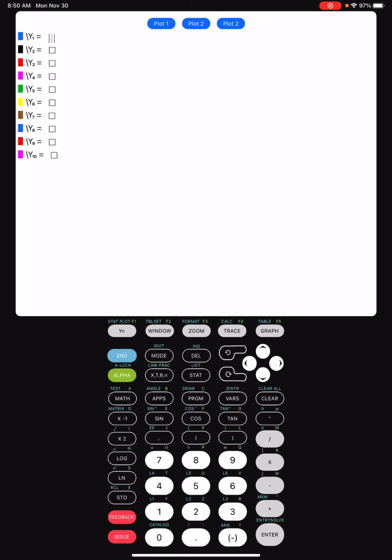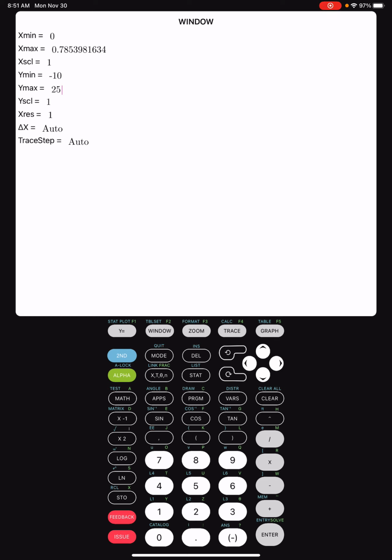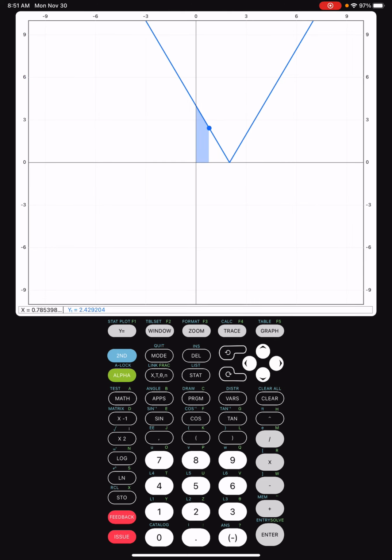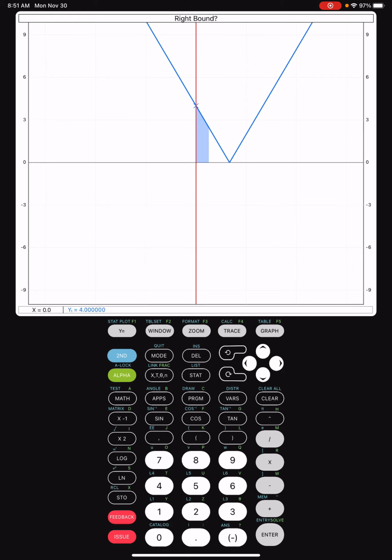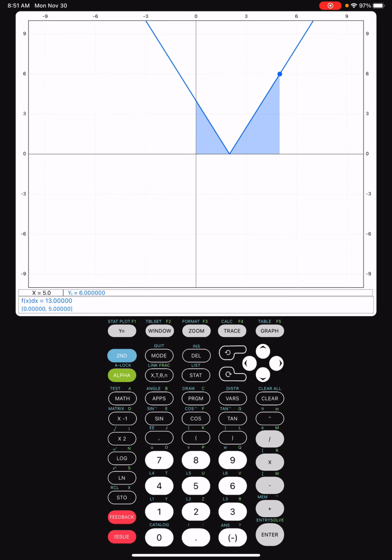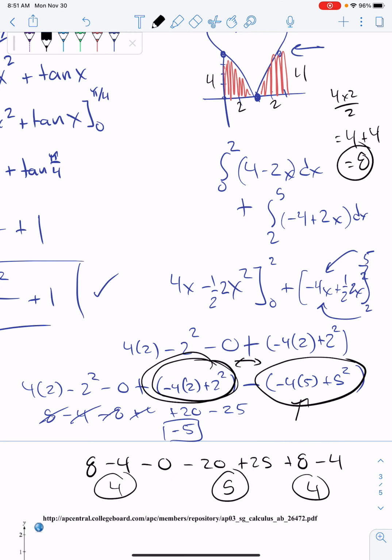Math, absolute value of 4 minus 2x. And when I graph it, let's do zoom, standard. Let's calculate our integral. And we're going from what? 0 to 5, yeah? Oh, maybe that's why. That's why. We're going to 5. We're not going to 4. So this answer right here is correct. 4 plus 4 plus 5 is 13.